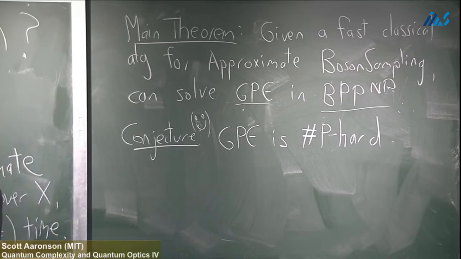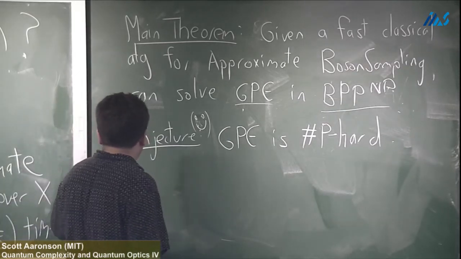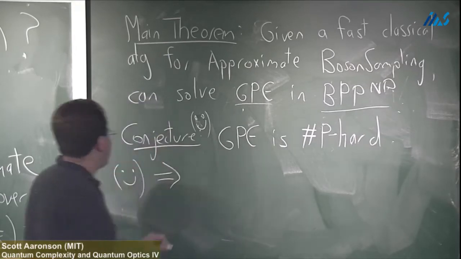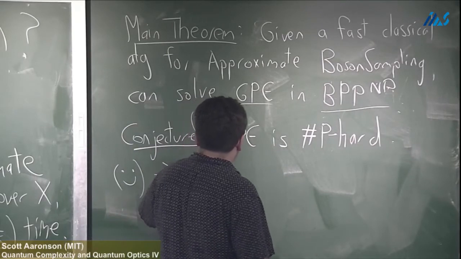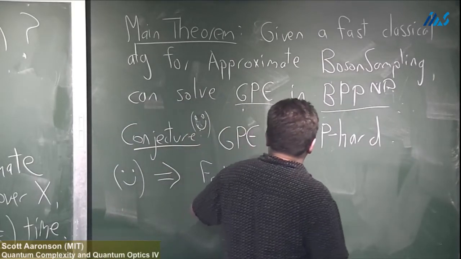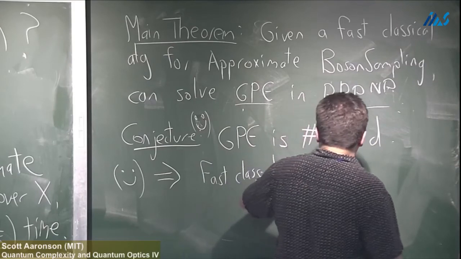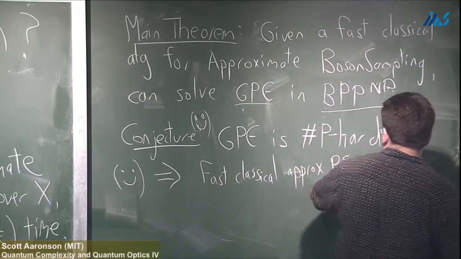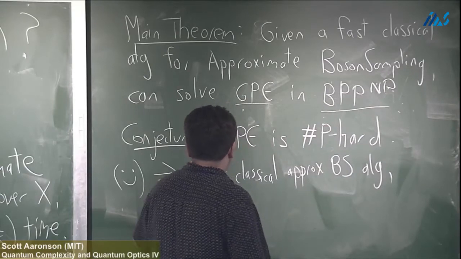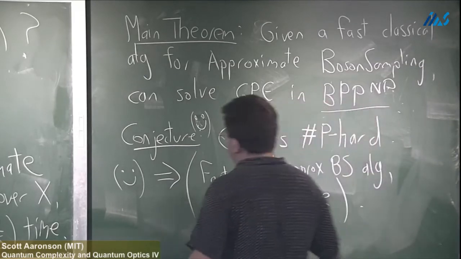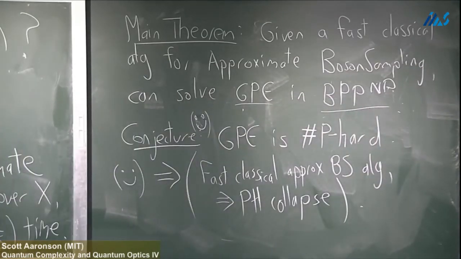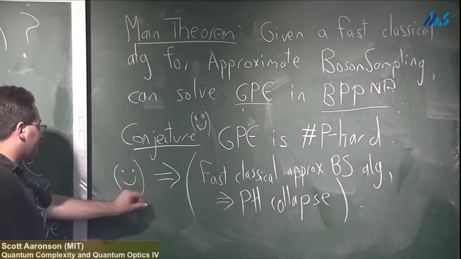So if conjecture happy face is true, then this would imply that if you had a fast classical approximate boson sampling algorithm, then the polynomial hierarchy would collapse. So basically conjecture happy face would essentially rule out even a fast classical algorithm for approximate boson sampling. And this would indeed make us happy.